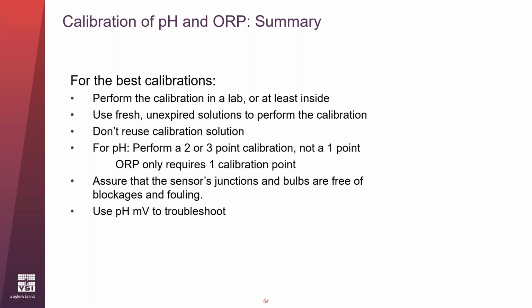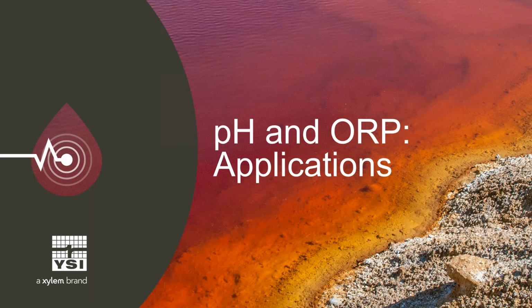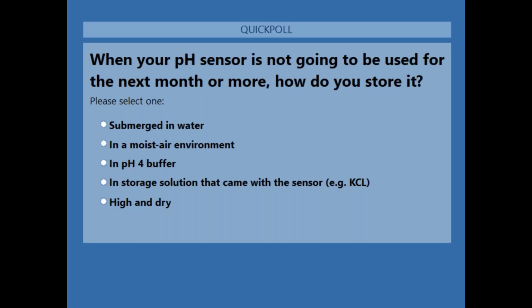All right, to finish up, we're going to talk about some practical applications of pH and ORP probes, but first we're going to ask another poll question, to get a little bit more information here. When your pH sensor is not going to be used for the next month or more, how do you store it? It's always great for tech support. We hear how they're always stored, but we'll have a quick discussion afterwards on the best way to do that.